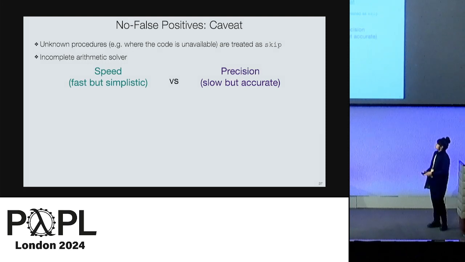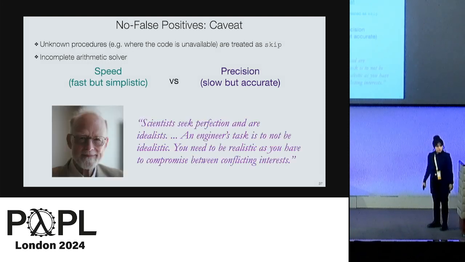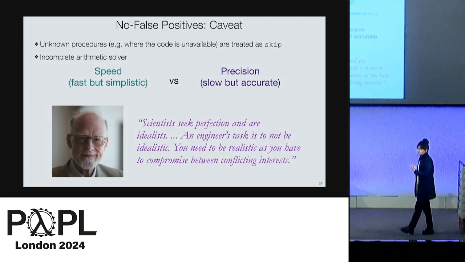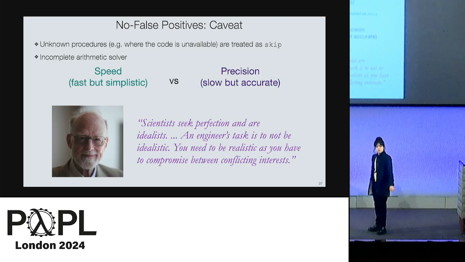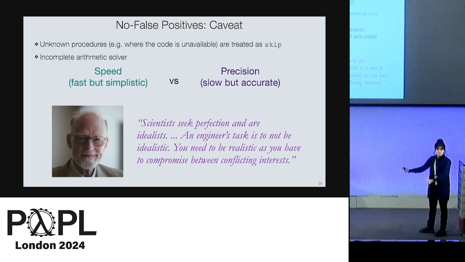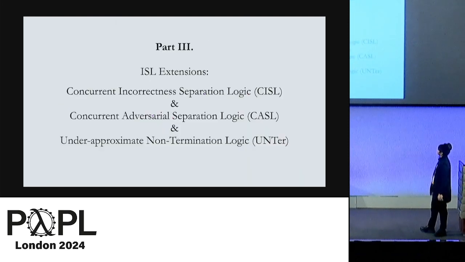So what we decided to do was take Tony Hoare's advice that says, essentially, idealism is for scientists. Engineers need to be practical and make sacrifices. So this is what we did here. We went for a fast but inaccurate arithmetic solver, which meant occasionally we got false positives because our arithmetic solver was giving the wrong result. And that's terms and conditions done, caveats done for now.